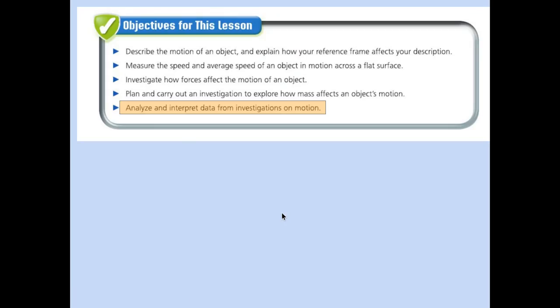The objectives for this lesson are to analyze and interpret data from investigations on motion. So we're going to be collecting data. We're actually making a graph, talking about the data that we investigate and how that relates to gravitational forces.